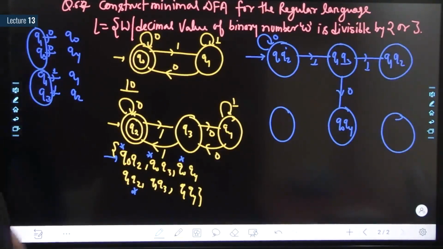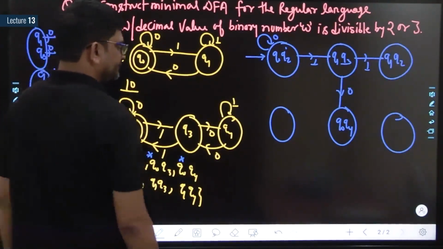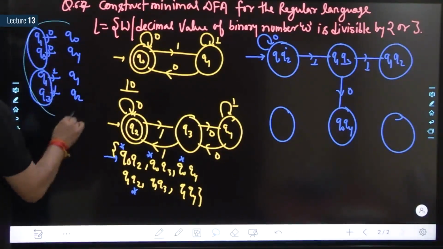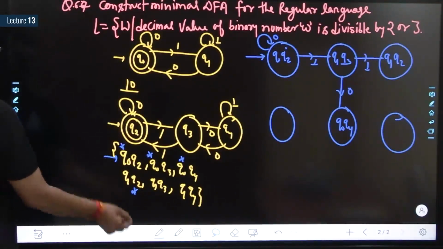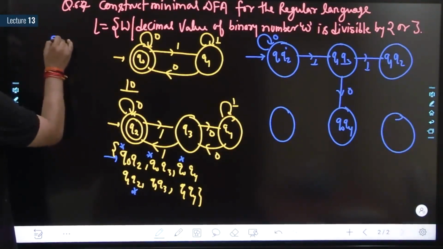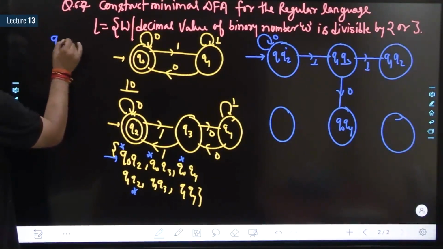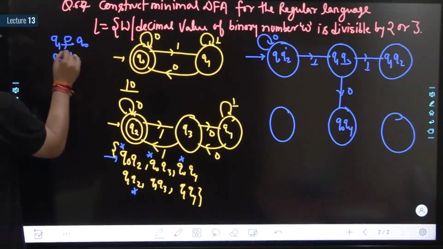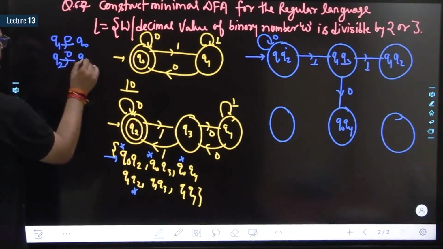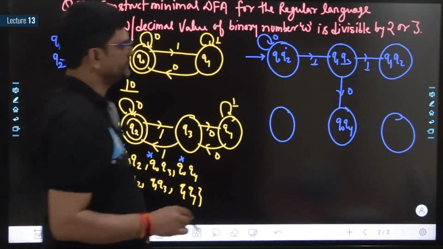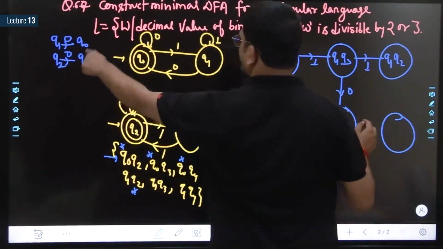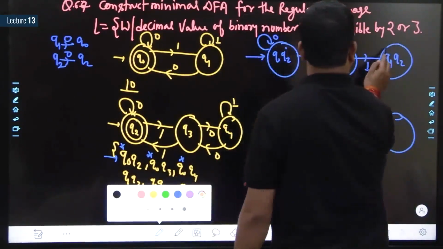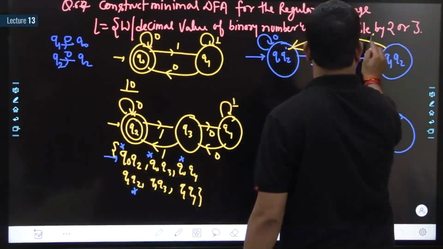Now check for Q1, Q2. Q1 on 0 goes to Q0, Q2 on 0 goes to Q2. It means Q1, Q2 on 0 goes to Q02. This is for 0.